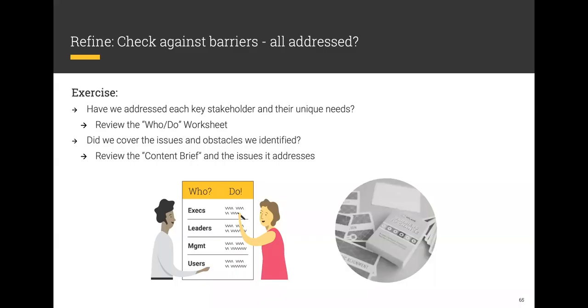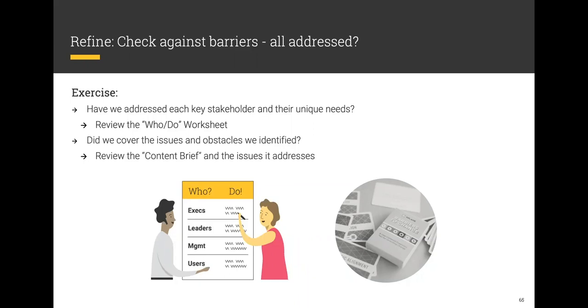In the refine step, we want to look back over the work we've done and make sure we've covered all of our bases. In particular, we want to know if we've addressed each key stakeholder group and their unique needs. For example, which of these activities will address the customer communications or the communications to new employees?